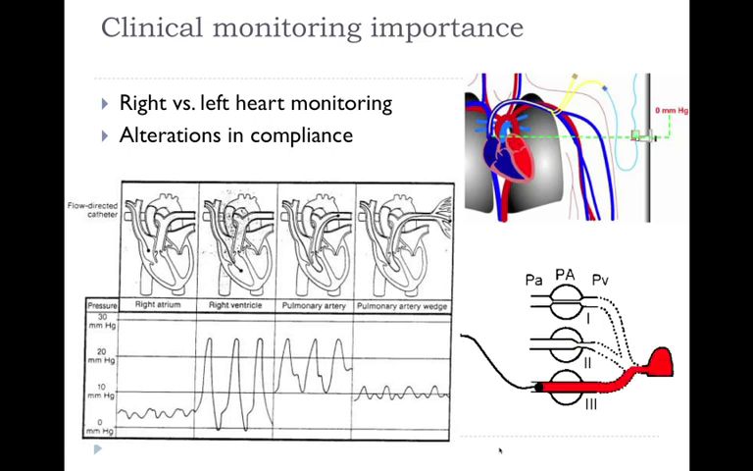So I hope this is giving you a little better understanding of how compliance may affect your readings using PA catheters and any kind of readings of the heart.